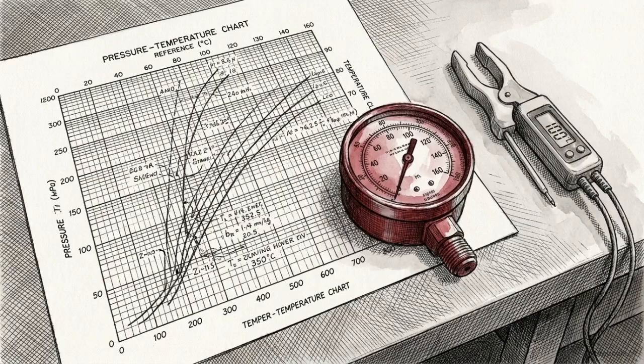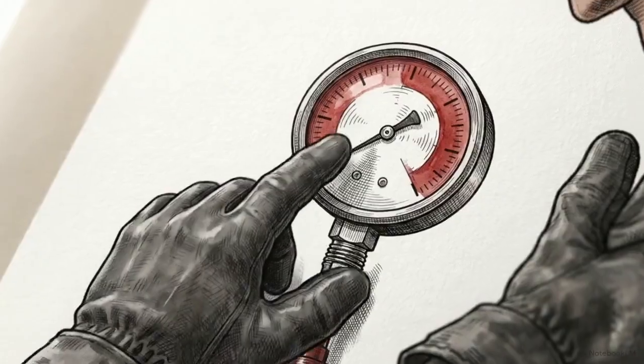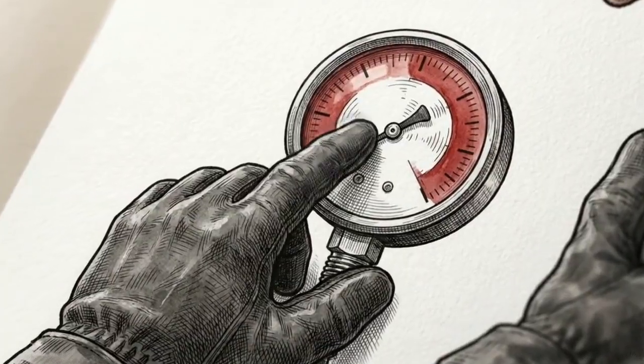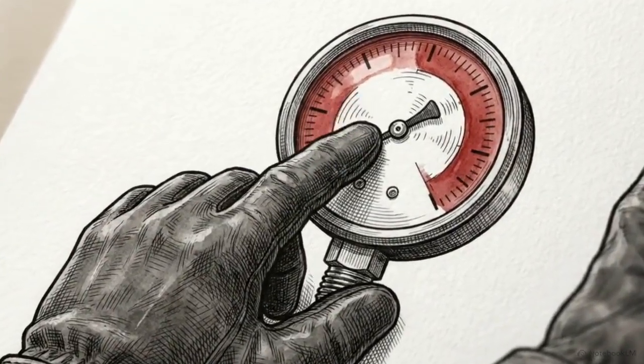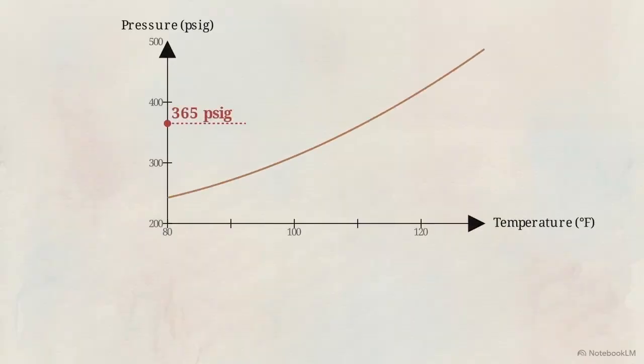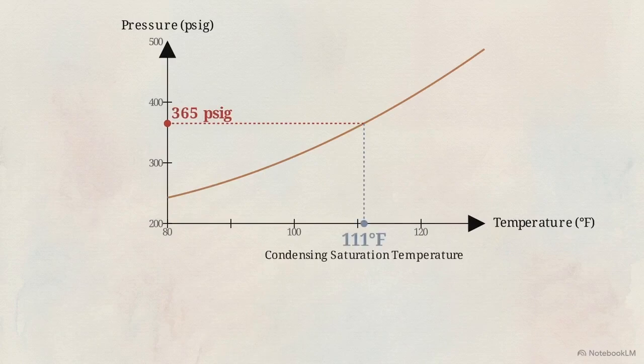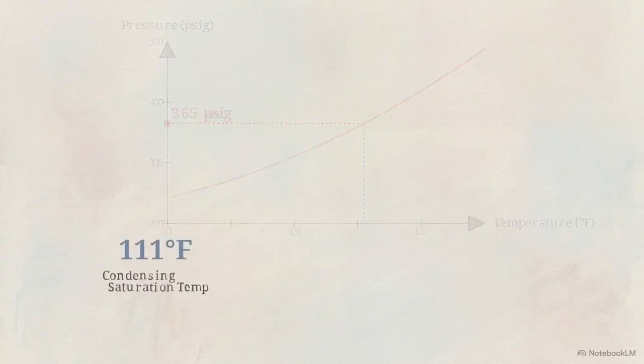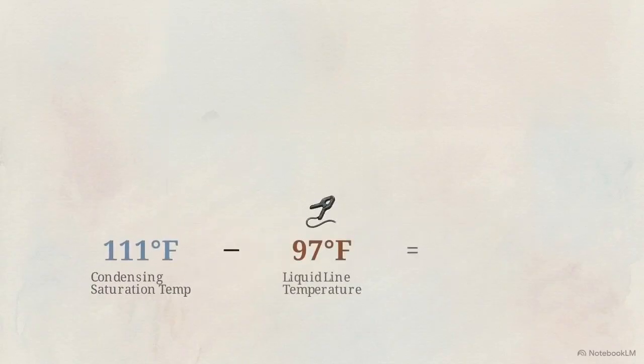To gather the numbers for this calculation, you need a high-side manifold gauge, a temperature clamp, and a pressure-temperature chart. Remember, your manifold gauge reading only shows the physical pressure inside the system. It is not the actual saturation temperature of the refrigerant. This PT chart allows you to translate the pressure reading from your high-side gauge into its exact condensing saturation temperature. With that translation complete, you can use the subcooling formula.